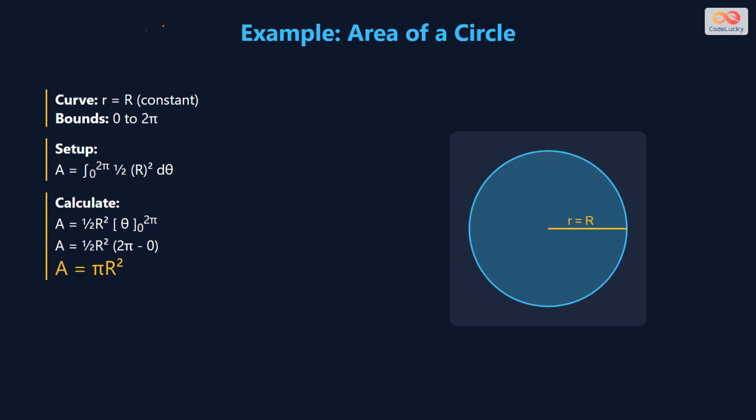Let us test this on a shape we know. A circle of radius capital R in polar coordinates. The equation is simply r equals R. Integrating 1/2 R² from 0 to 2 pi gives us the familiar result, pi times R².